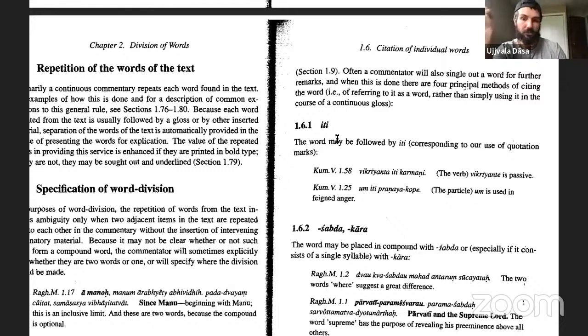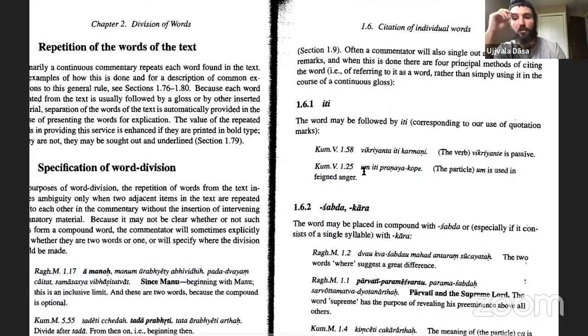So this is really easy. The word may be followed by iti. Vikriyanta iti karmani. The verb vikriyante is passive. So vikriyante iti karmani, in karmani prayoga, is just saying that the word iti is being used in order to put vikriyante in parentheses. Iti pranaya kope. The particle is used in feigned anger.